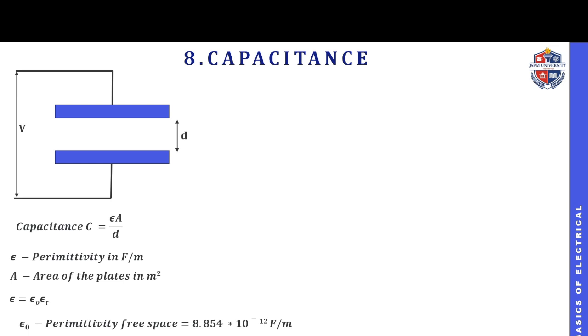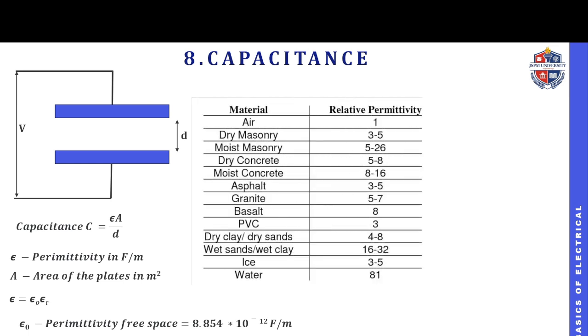We should know the different materials. Dielectric materials have different permittivities. For example, for air the relative permittivity is 1. For ice, the relative permittivity is 3 to 5. For water, the relative permittivity is 81. So whichever type of dielectric material we are using, accordingly we have to select epsilon r. From this we can understand how one can select epsilon r based on the dielectric material.